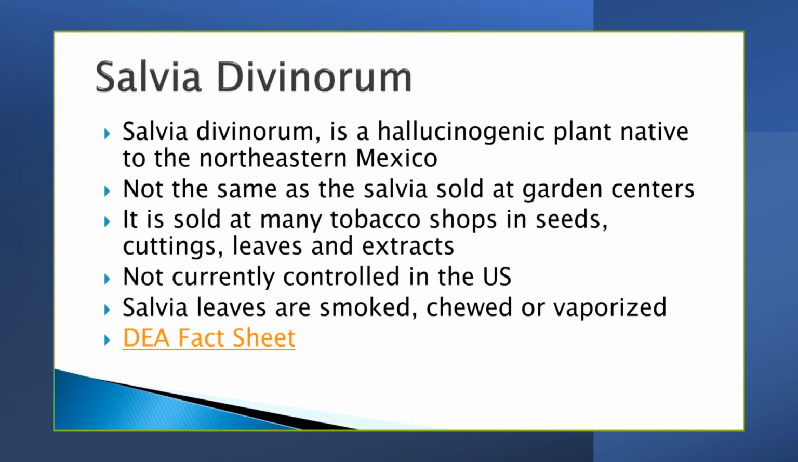It's sold at many tobacco shops in seeds, cuttings, leaves, and extracts, and is not currently controlled in the United States. The other thing to watch out for is if your treatment program has a gardening component to it. Be aware of what some of these natural plants look like, so you know if your clients are sneaking in seeds and growing them, because they do, and they will, and you just have to be able to identify them and get rid of them.